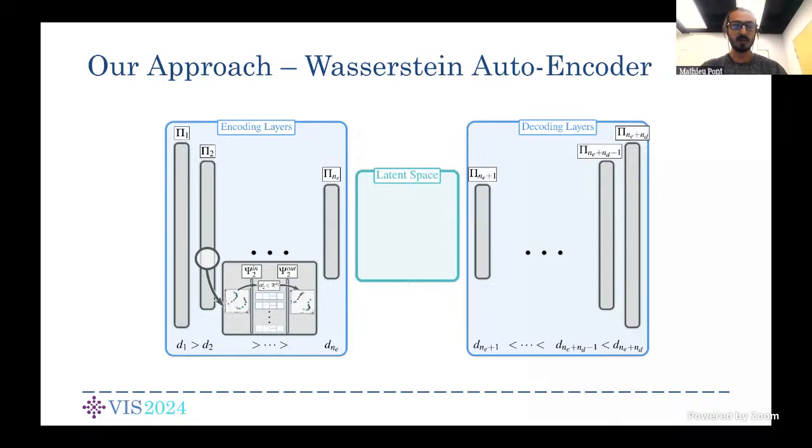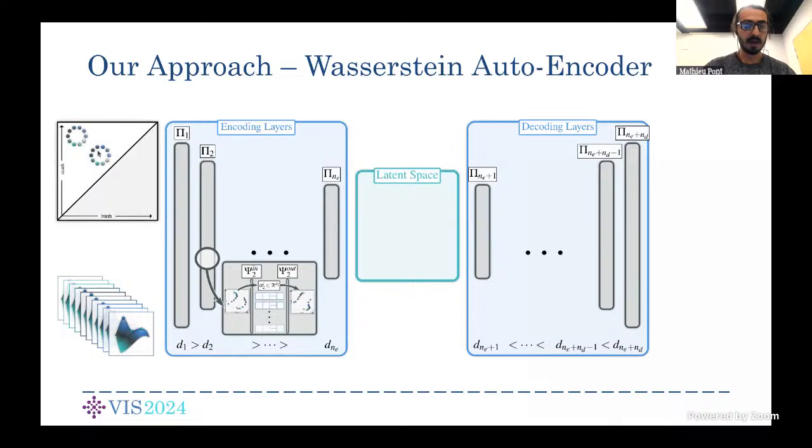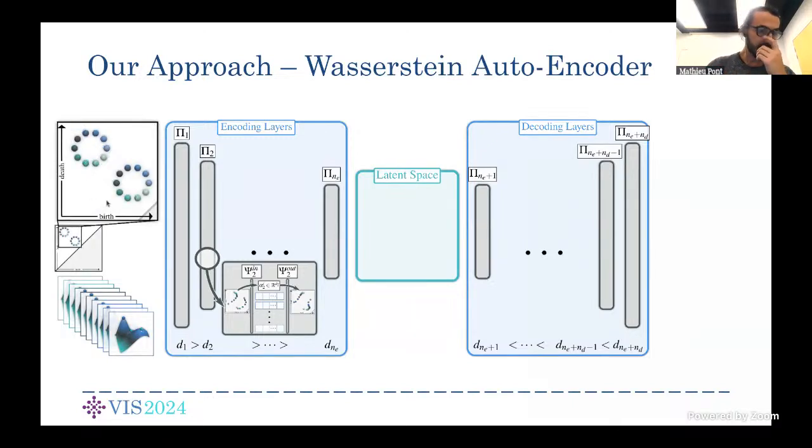So let's say we have an ensemble of scalar fields. We can compute the persistence diagrams and visualize all the persistence pairs in an overlapped view. And here, each diagram has two points, and the points having the same color belong to the same diagram. And we see here that there are nonlinear circular patterns.